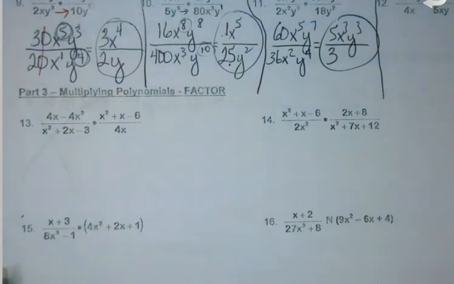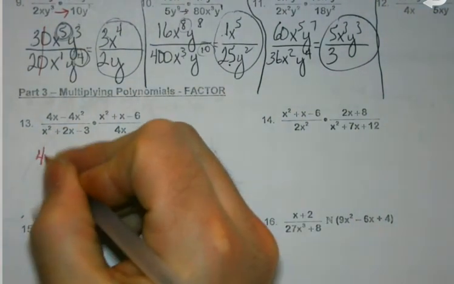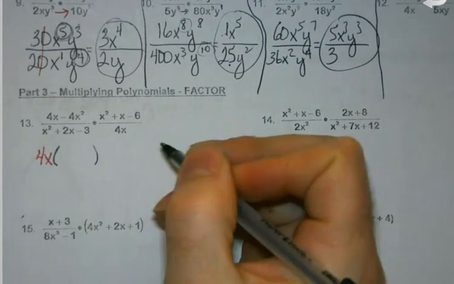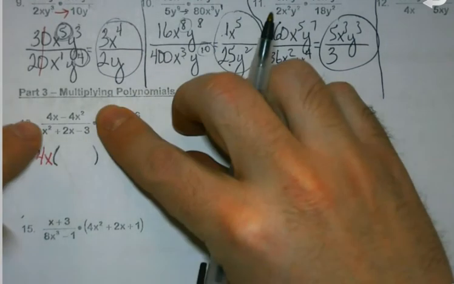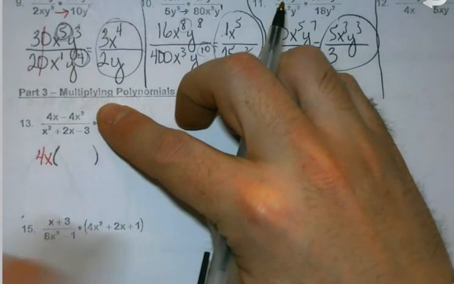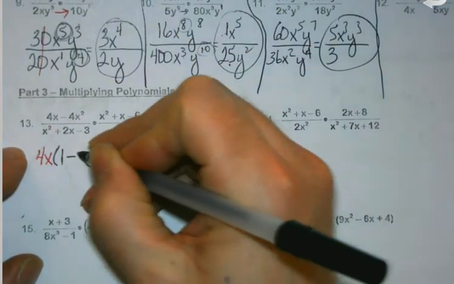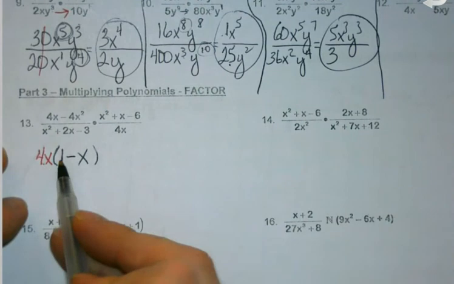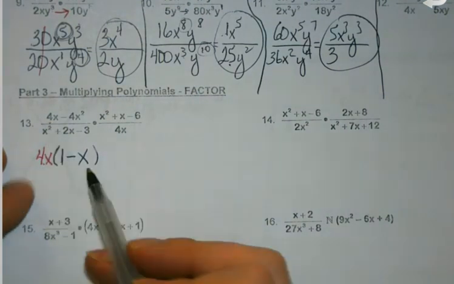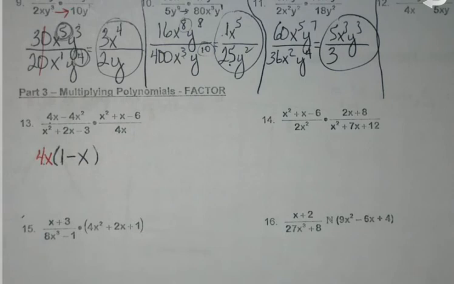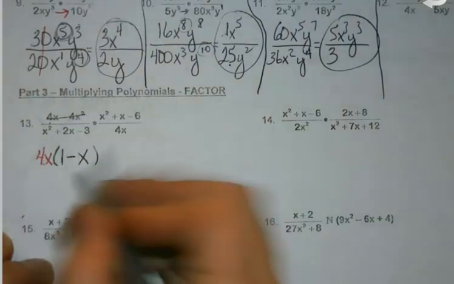4x. Okay, so I'll take out a 4x. What do I have left to put in my parentheses then? 1 minus x, because 4x times 1 is 4x. Negative 1 gets me the negative here, and x times x is x squared. Okay, so we're good with that.